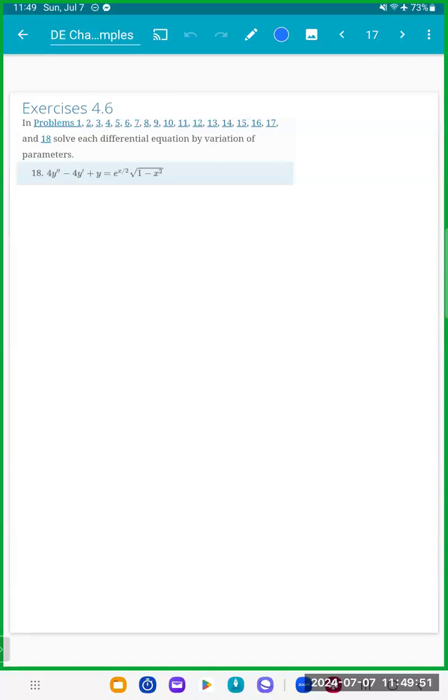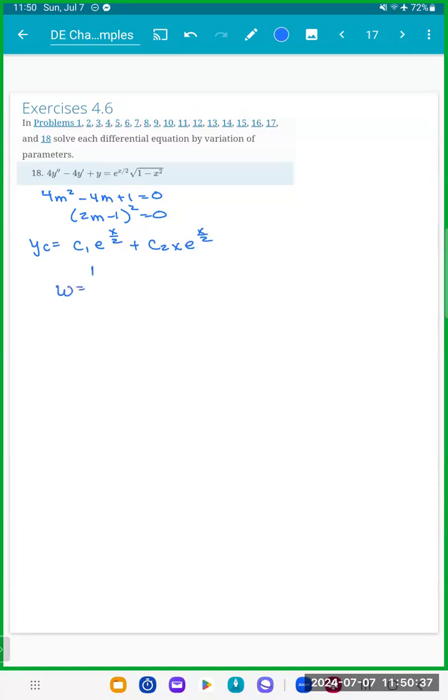Okay, this next problem, also out of chapter 4, section 6, we are looking to solve this differential equation by variation of parameters. So we have 4m squared minus 4m plus 1 equal to 0. So we end up with (2m minus 1) squared equals 0. So our complementary is going to be c1 e to the x over 2 plus c2 x e to the x over 2.